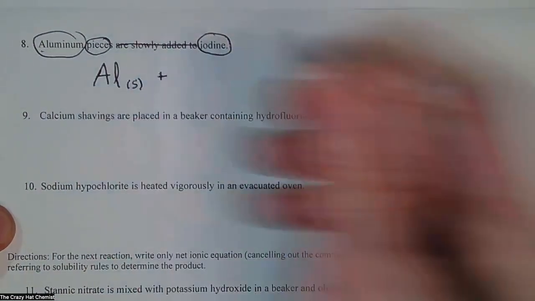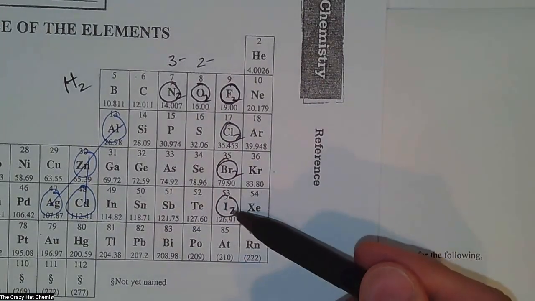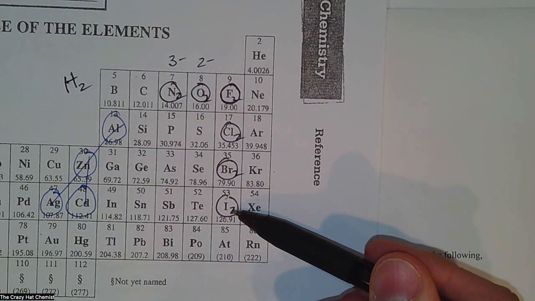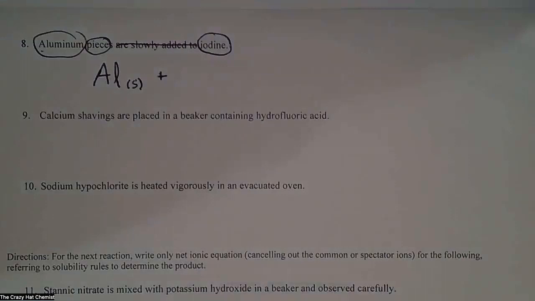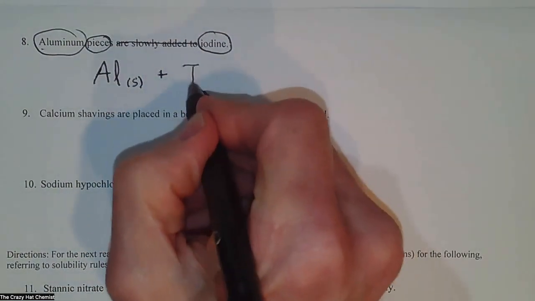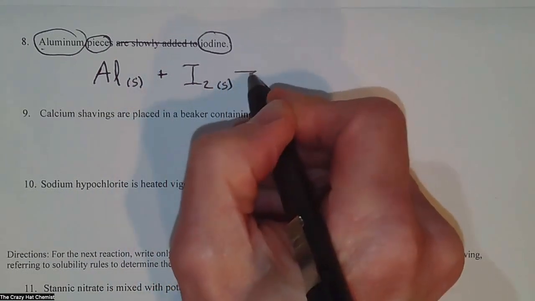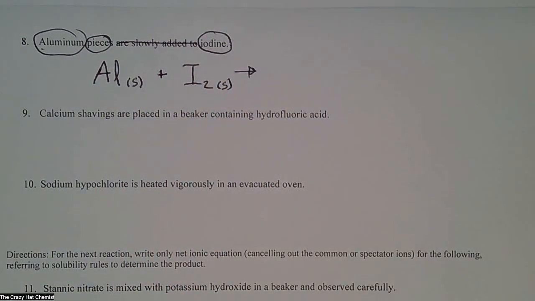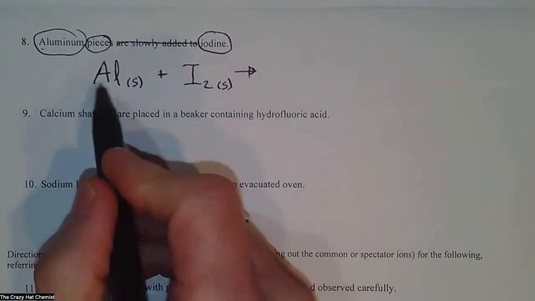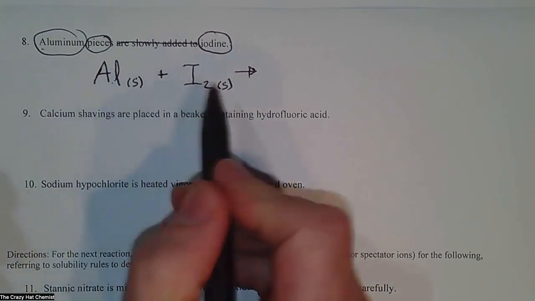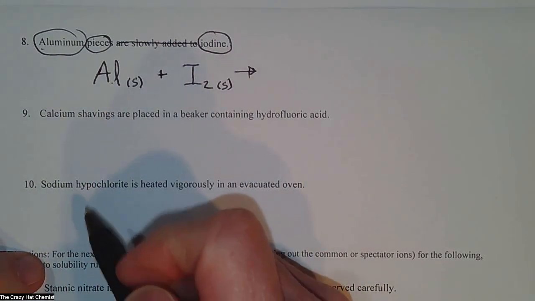And then iodine. So I'm going to go back to my periodic table again, and right over here you should see that iodine, when it's by itself in its standard conditions, is a diatomic. So I'm going to have I2, and that is a solid. Okay, so aluminum is a solid because that's its standard state, right? So this is going to be an element and an element. This is a combination reaction.